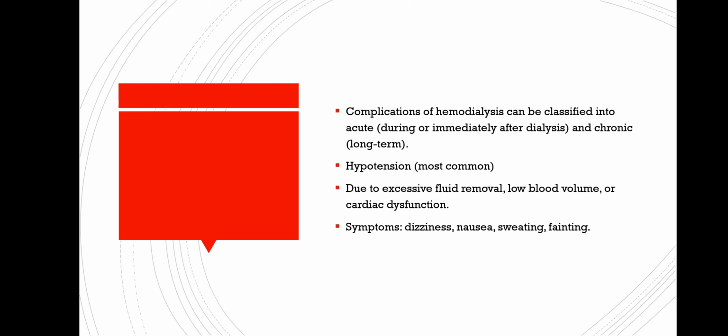Next, the complications of hemodialysis can be classified into acute and chronic. Acute is a condition during or immediately after dialysis, while chronic is a long-term condition. Hypotension is the most common complication of dialysis patients. It is due to excessive fluid removal, low blood volume or cardiac dysfunction. The symptoms are dizziness, nausea, sweating and fainting.